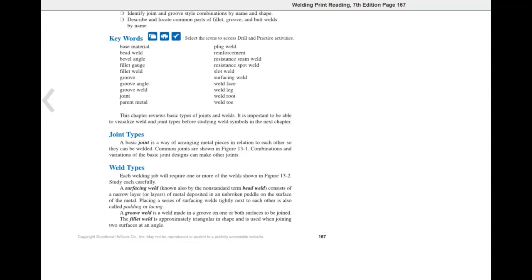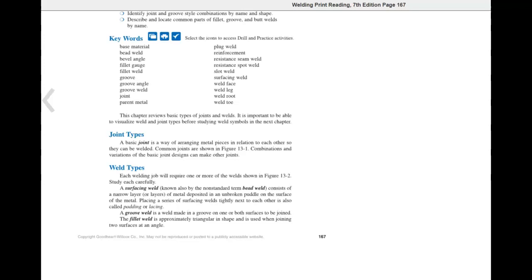Study each carefully. A surfacing weld, known also by the non-standard term bead weld, consists of a narrow layer or layers of metal deposited in an unbroken puddle on the surface of the metal. Placing a series of surfacing welds tightly next to each other is also called padding or lacing.